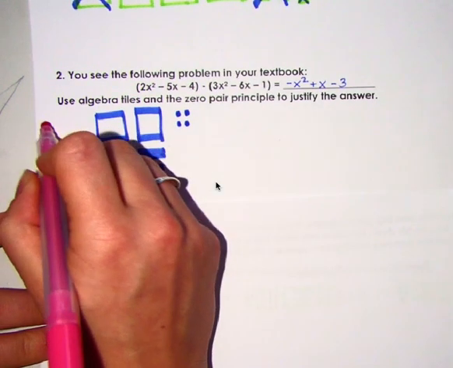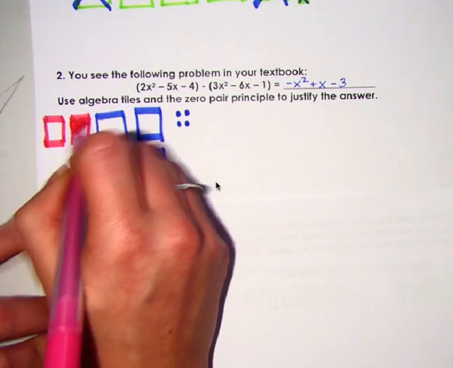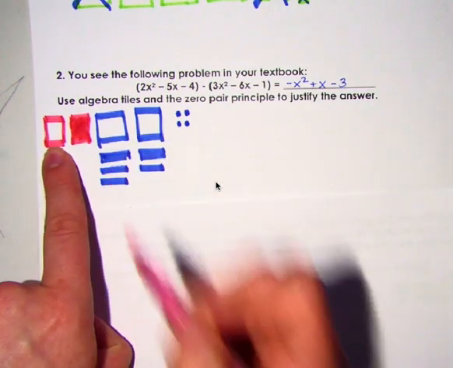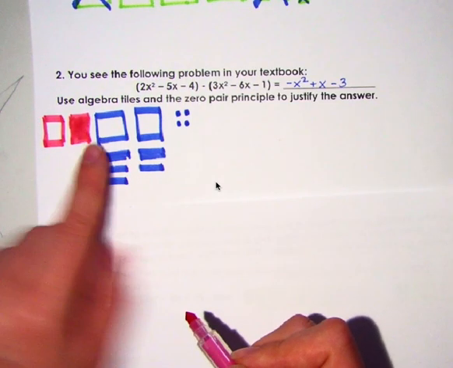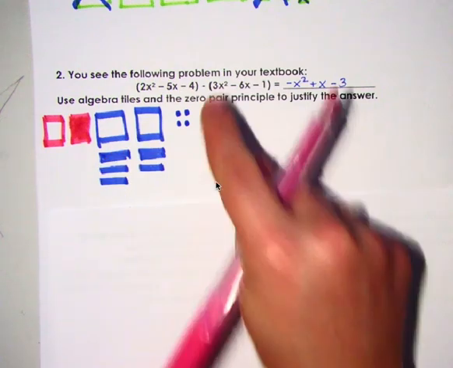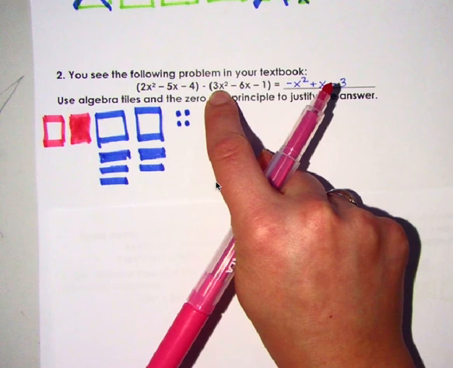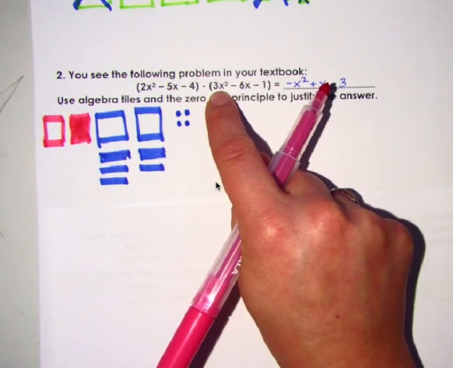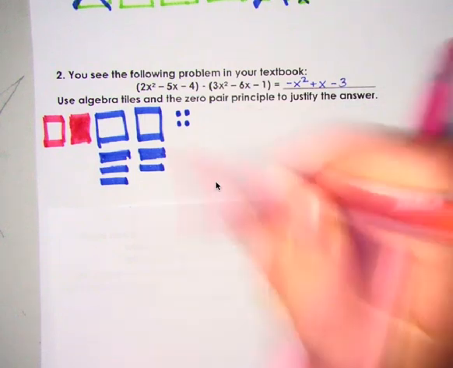Therefore, you're not actually changing anything when you add this zero pair in, because a positive x squared and a negative x squared are the same thing as saying 0. So you're not actually changing the value of this 2x squared here, but you are making it so that you have 3 positive x squares to take away from the problem. All right, so we're going to cross out 3 positive x squares.